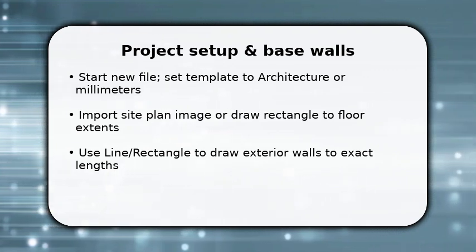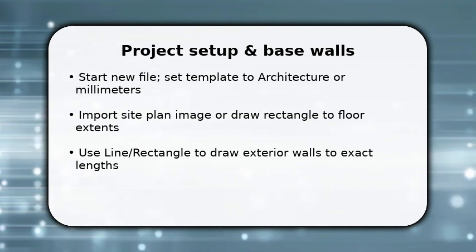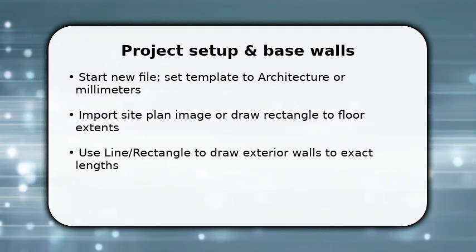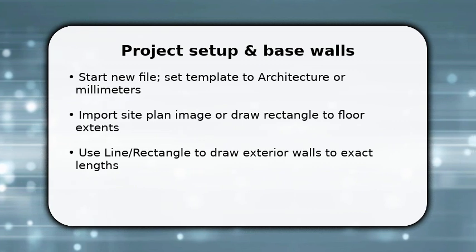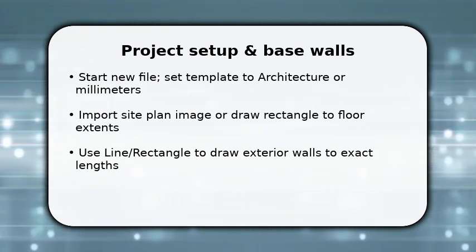Next, draw exterior walls with the line or rectangle tool, typing exact lengths for accuracy. Once done, use push/pull to set wall height and the offset tool to create wall thickness. Make sure to name groups for walls so edits remain isolated and tidy.